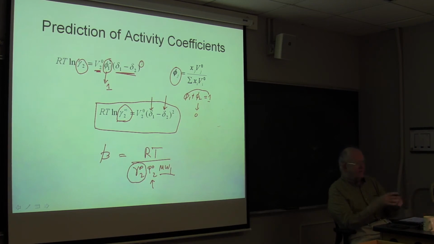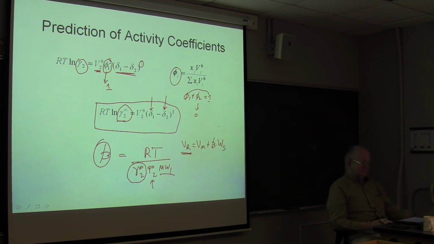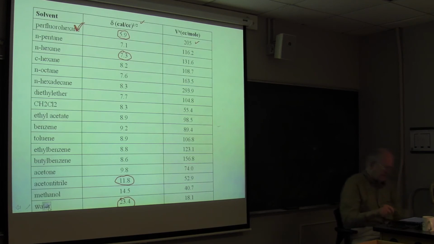You can now, in principle, calculate the partition coefficient, and then, of course, you can calculate the retention volume. So, if I had a big enough table of these properties, I could calculate the partition coefficient of any solute in any stationary phase that I had the delta for.